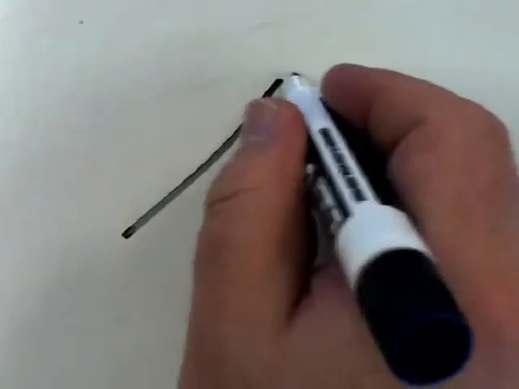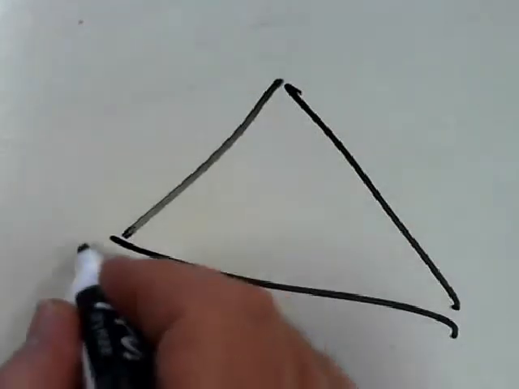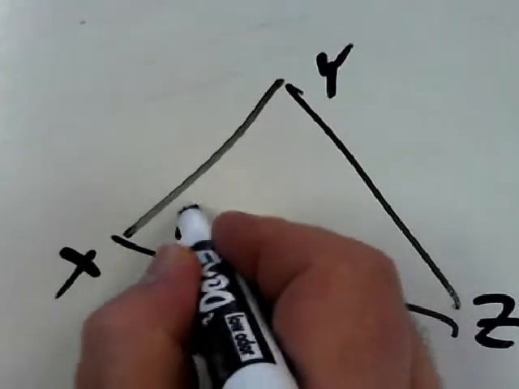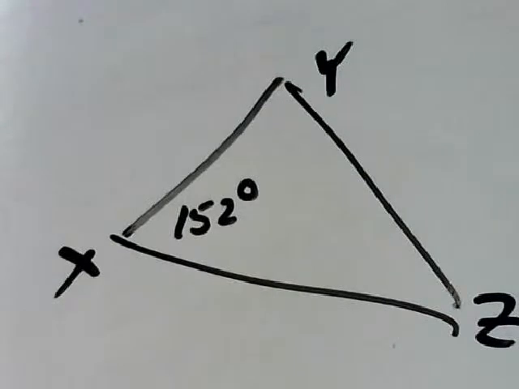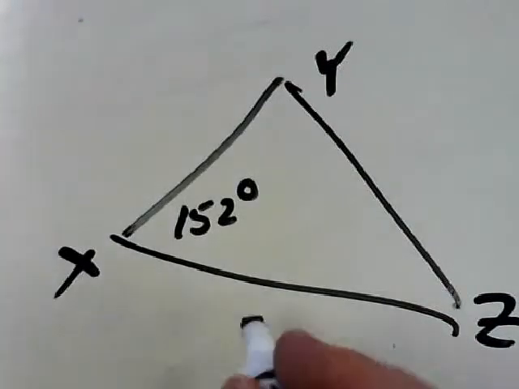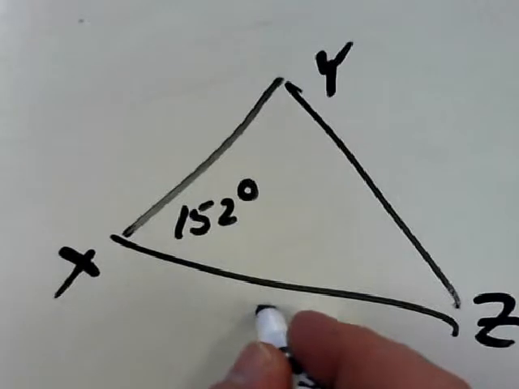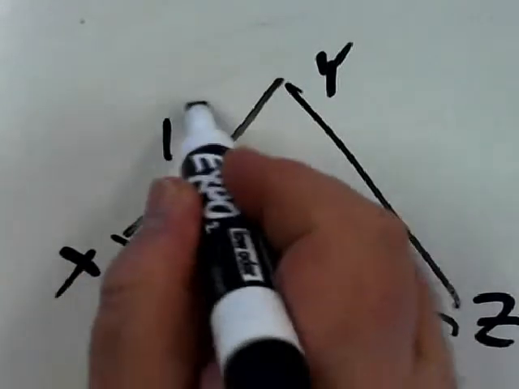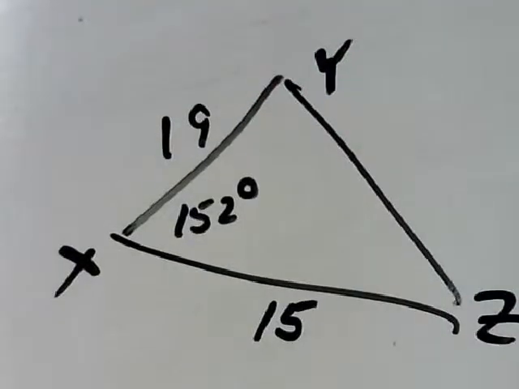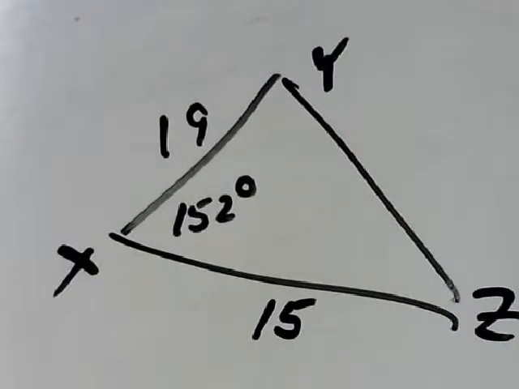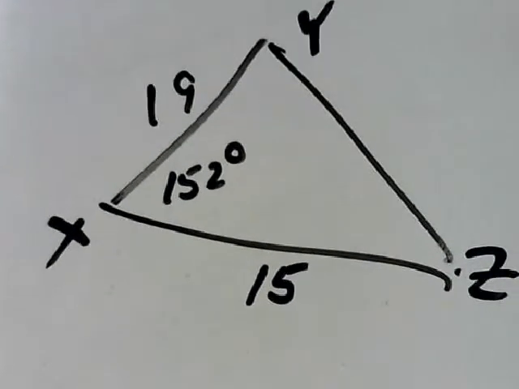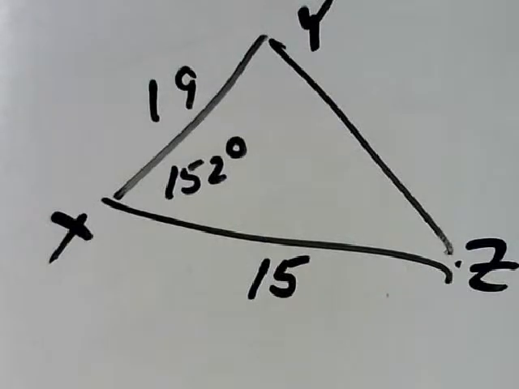So we have triangle X, Y, Z. Measure of angle X is 152 degrees. The length y, which would be down here, is 15, and z is 19. z is here, would be 19. How do I know that's the position of those? Because it's opposite the angle. Okay? Find x to the nearest tenth.